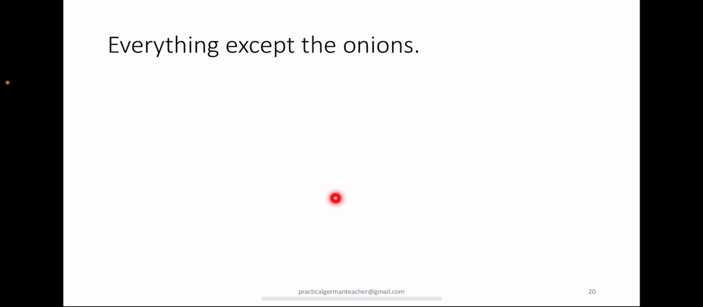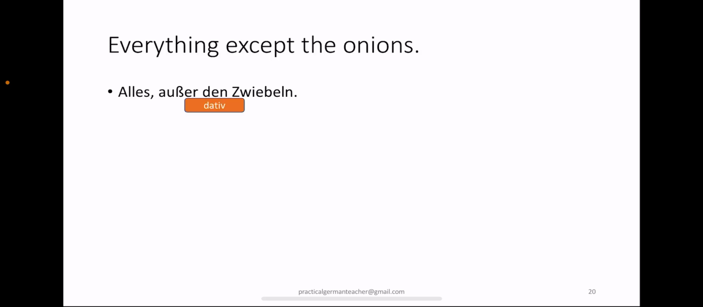Everything except the onions. When have I heard this? Quite often in the doner shop, when people order doner or falafel tasche, the owner of that shop will ask, what all should I put as toppings? So people usually say everything except the onions, or everything except some other kind of vegetable. You can say this by saying alles außer den Zwiebel.